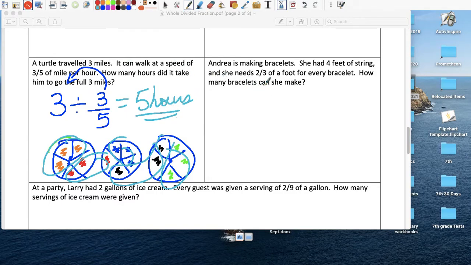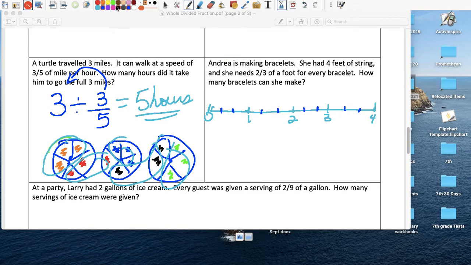So Andrea's making bracelets. She has 4 feet of string and she needs 2/3 of a foot for every bracelet. How many bracelets can she make? So let me see if I can draw this. Here's a string, right? Okay, 0, 1, 2, 3, 4 feet of string. We're gonna cut this in thirds. 1, 2, 3 pedazos. 3 pieces, 3 pieces, and 3 pieces.